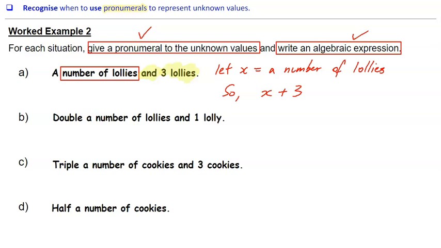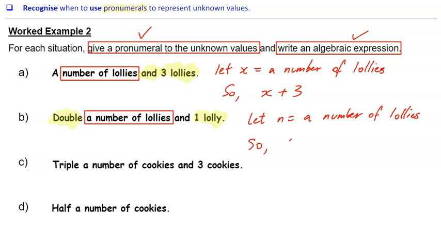Part B. Double a number of lollies and 1 lolly. Let's circle the value that's unknown. A number of lollies. This time I'll use a different pronumeral just because. Let n equal a number of lollies. And now write an algebraic expression. So we have the words double, which means twice or 2 of, and 1 lolly. So we have double a number of lollies and 1 lolly.